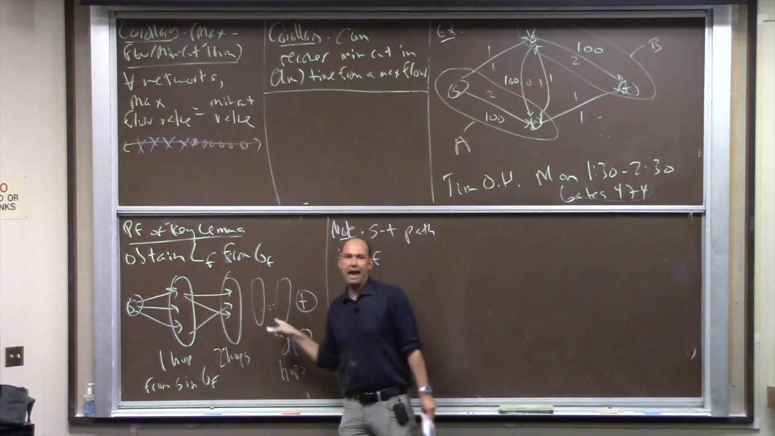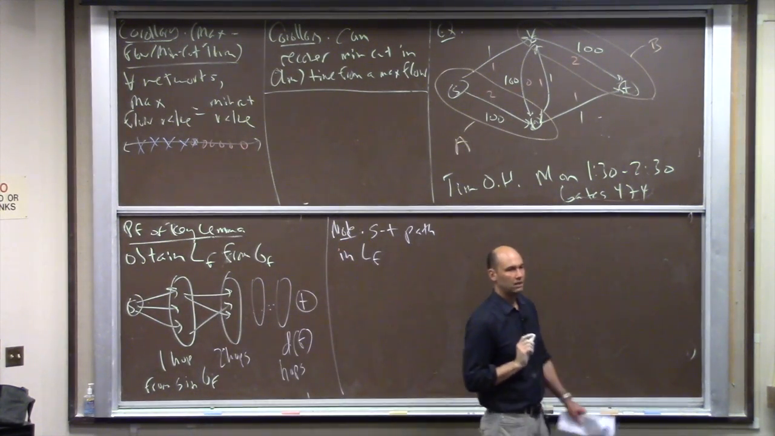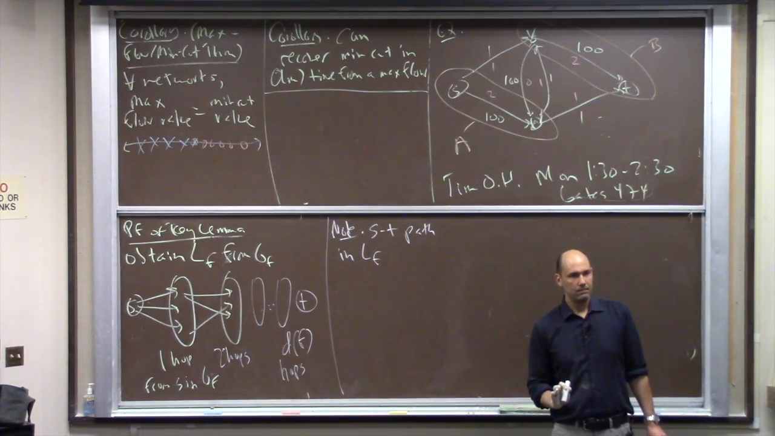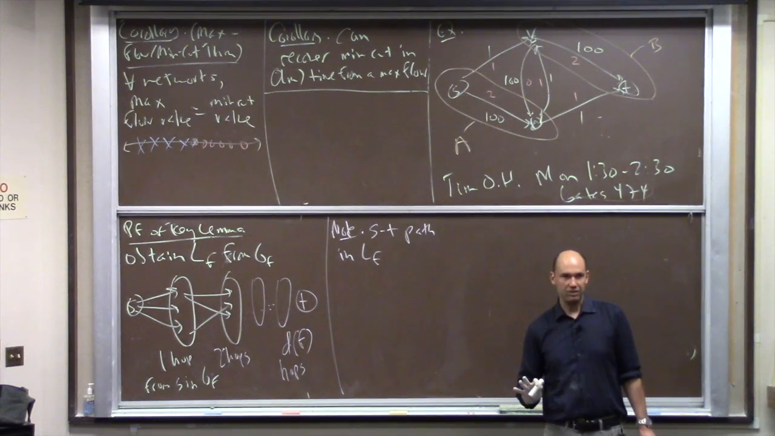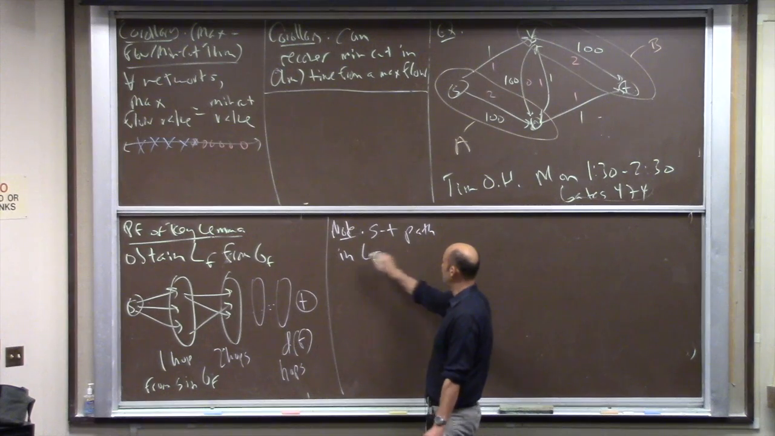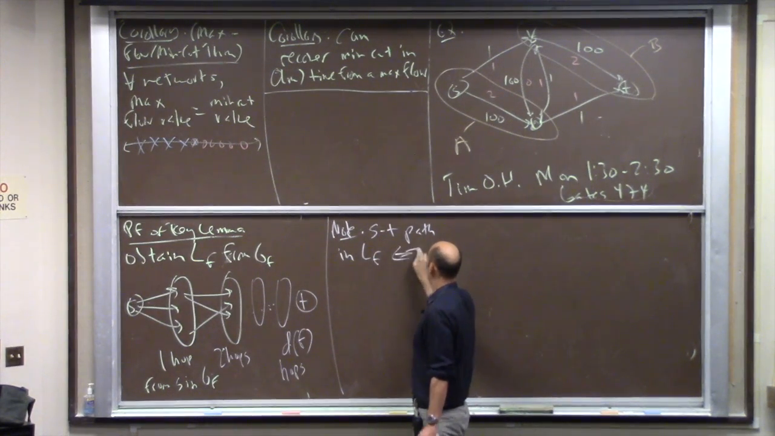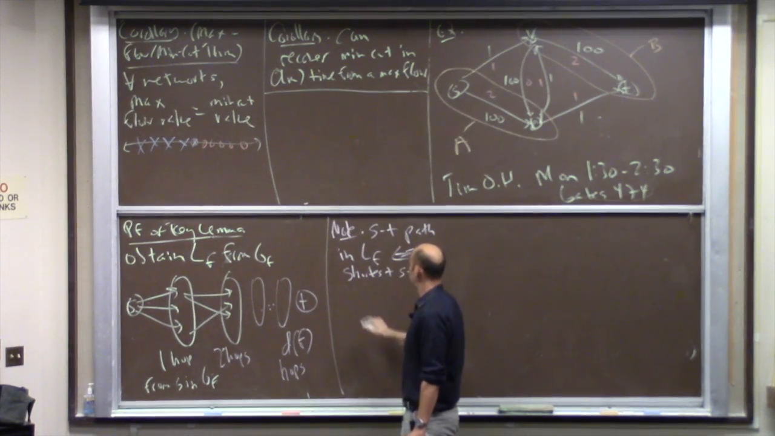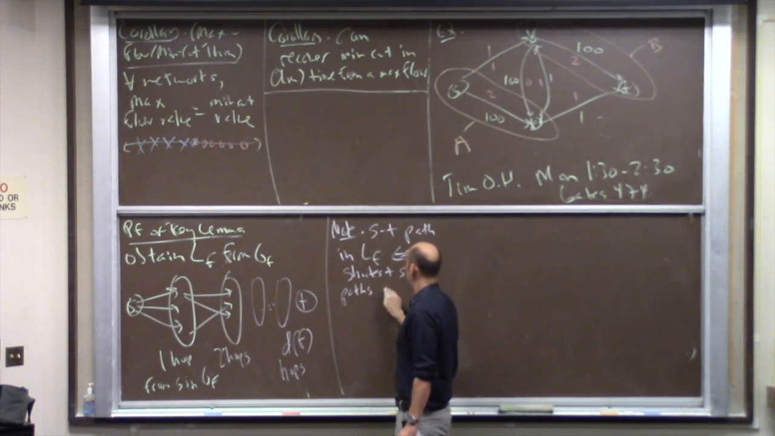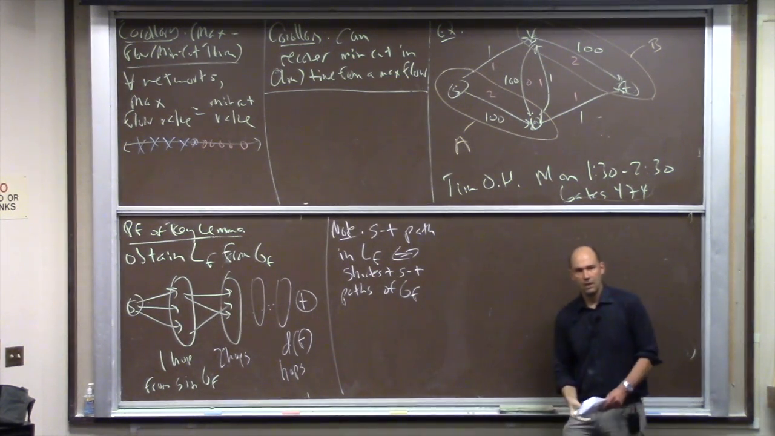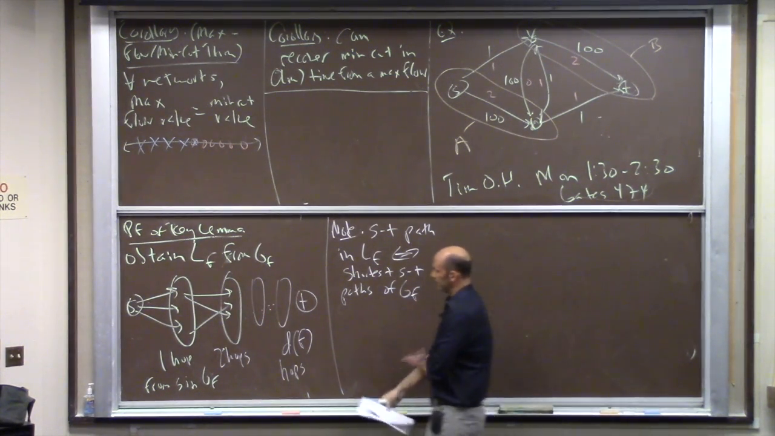If I think about the paths from S to T in the layered graph, those are exactly the same as the shortest S-T paths of the residual graph G sub F. So the S-T paths in the layered graph are exactly the same as the shortest S-T paths of G sub F. Okay? One direction should definitely be clear.